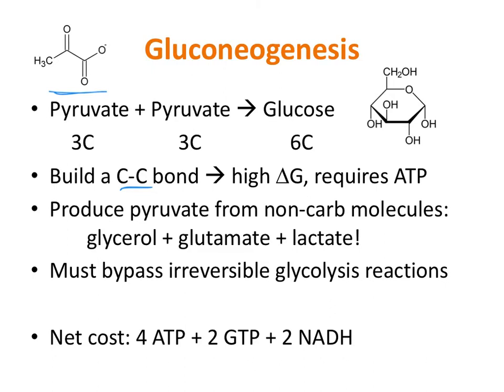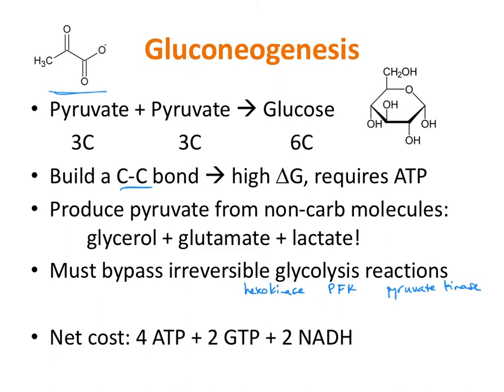One of the stumbling blocks of gluconeogenesis, though, is that we have to bypass the irreversible glycolysis reactions that are catalyzed by hexokinase, phosphofructokinase, and pyruvate kinase. The other enzymes in glycolysis are used in gluconeogenesis. They're just run in the opposite direction given the different concentrations of substrates within the cell.